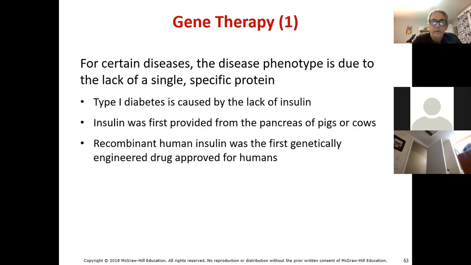For certain diseases, the disease phenotype is due to lack of a single specific protein. Type 1 diabetes is caused by a lack of insulin. Insulin for people with type 1 diabetes was first provided from the pancreas of pigs and cows. Recombinant human insulin was the first genetically engineered drug approved for use in humans.